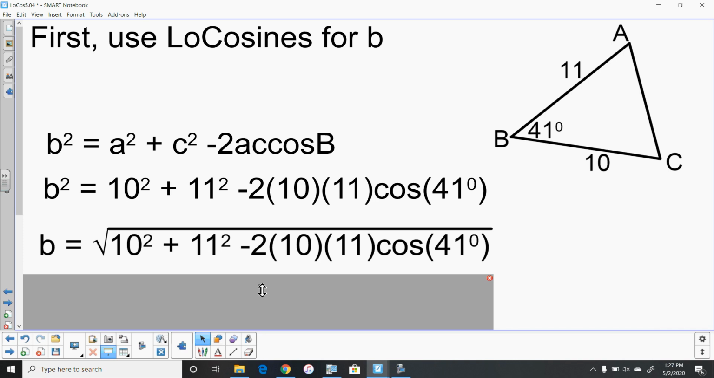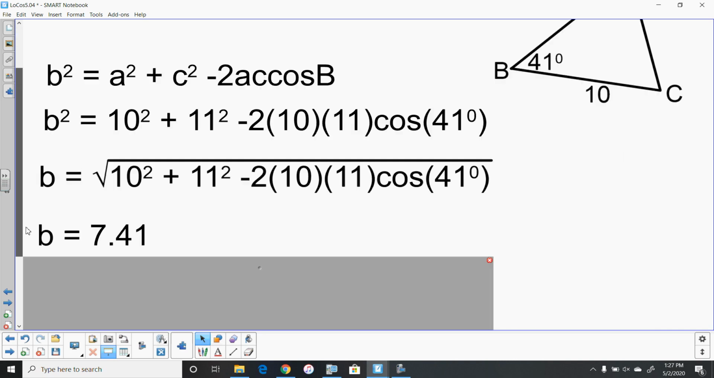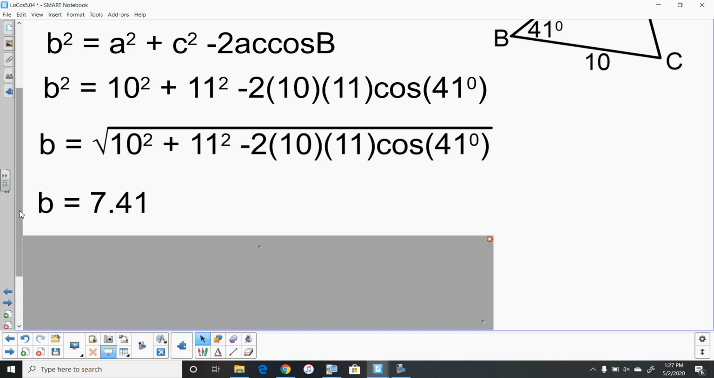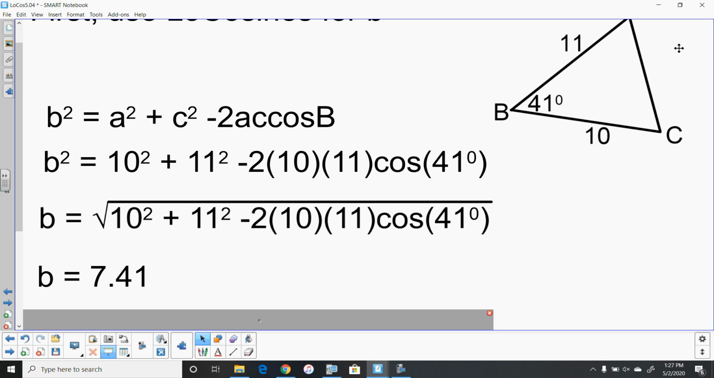Now, if I've got side lengths of 10 and 11 that are pretty similar to each other, and an angle of 41 degrees, well, I should be expecting side B to definitely be the shortest side. And when we take the square root of both of those, I don't know if I showed that on the calculator with this one or not, but 7.41 should sit well with us. That feels like a pretty good length. I should expect it to be less than 10 and 11.